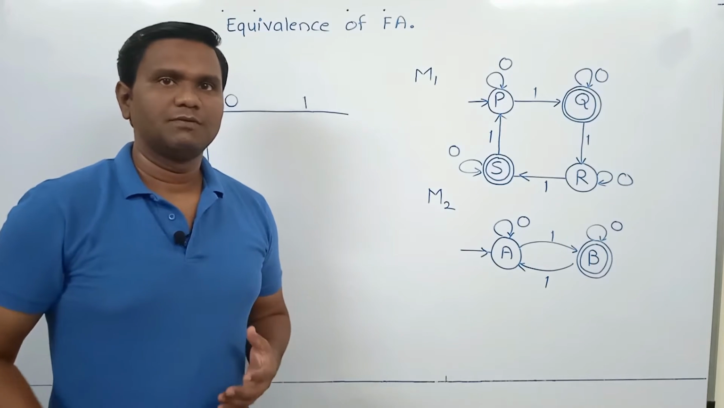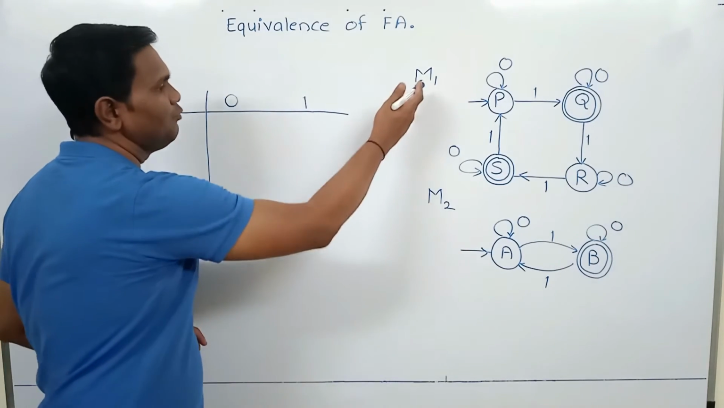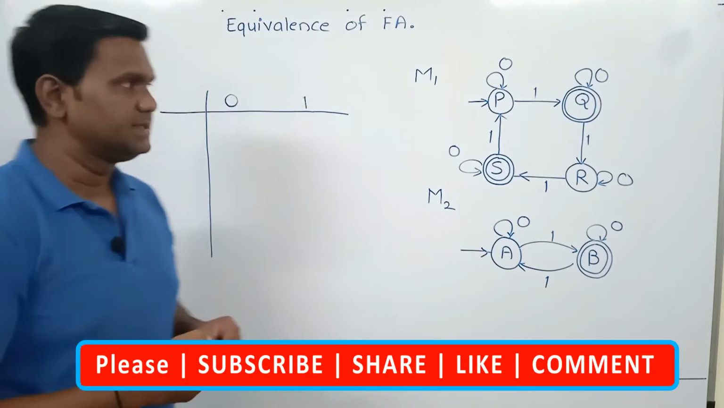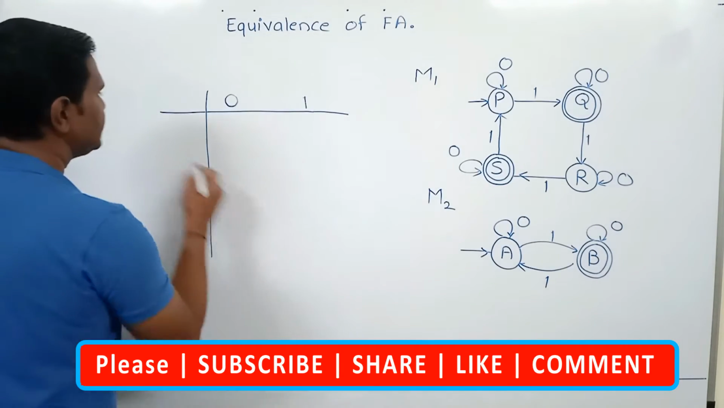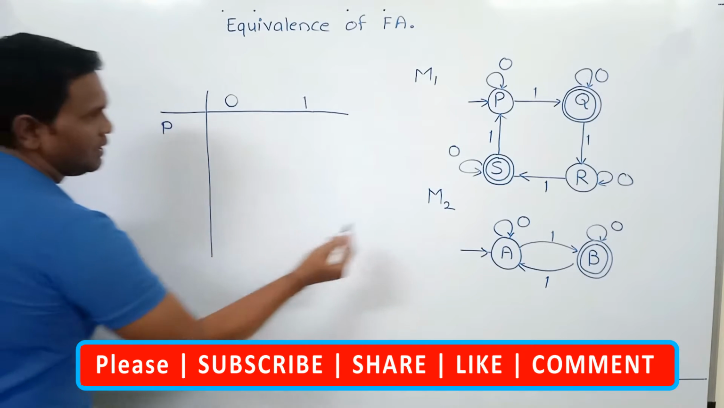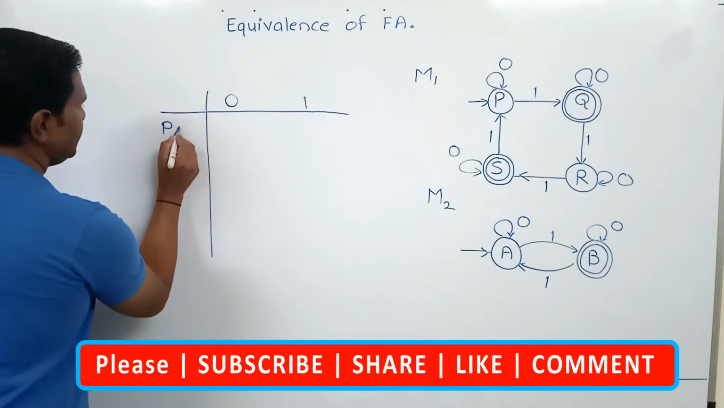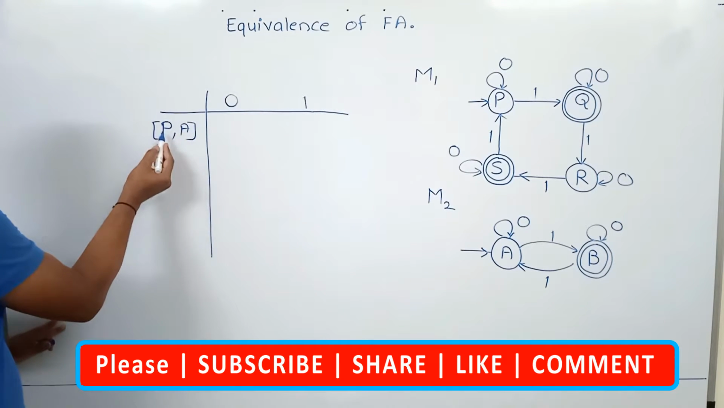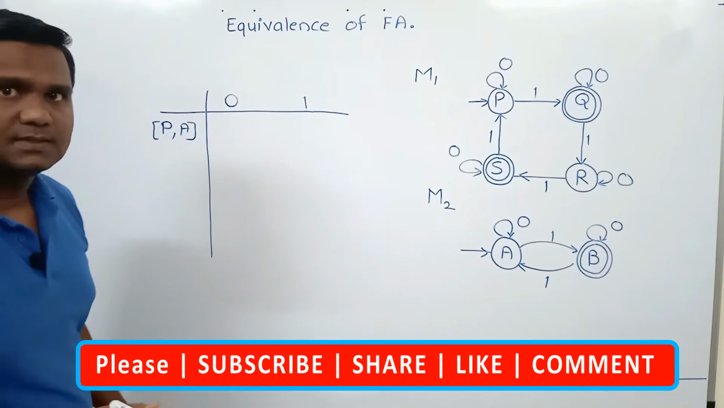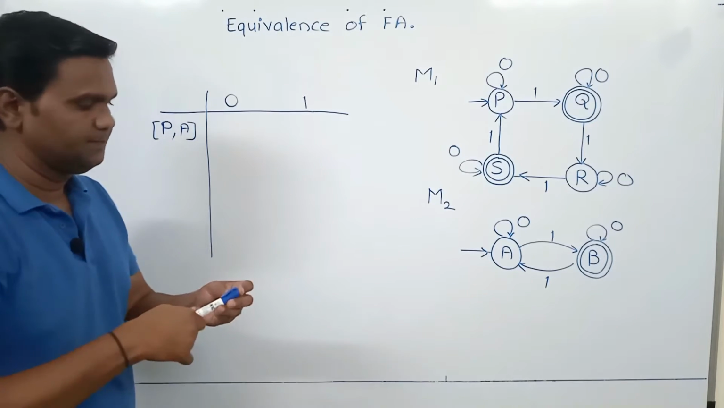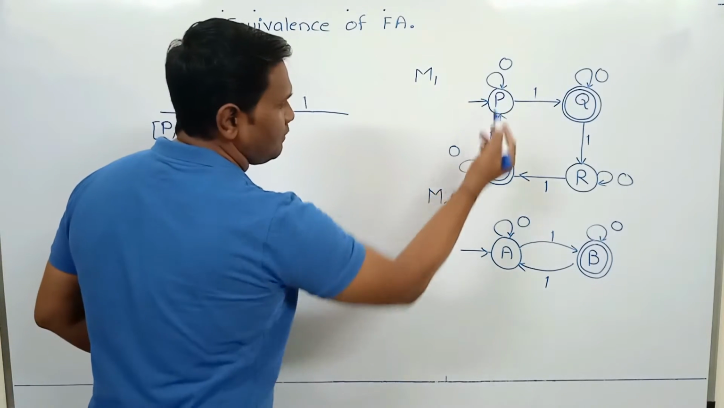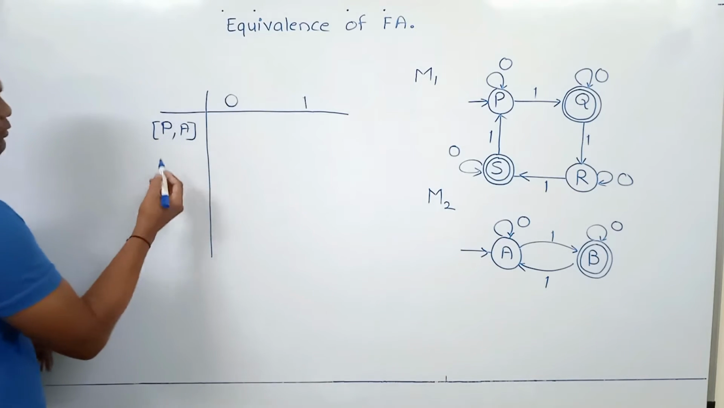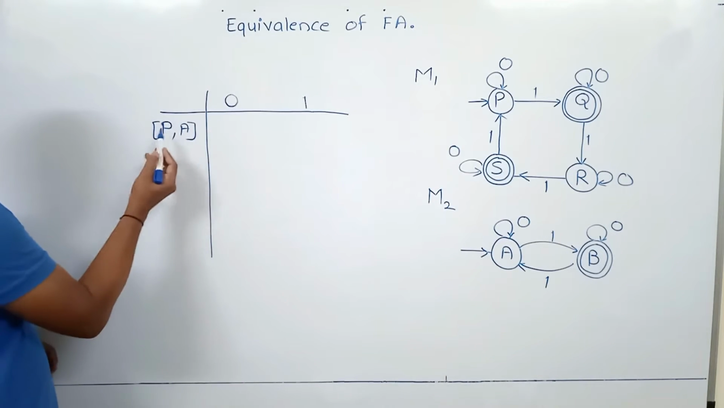Consider next problem for equivalence of DFA. This is M1, this is M2. So we have to start with pair of initial states. In M1, initial state is P. In M2, initial state is A. So we have to check whether P and A both are final states or both are non-final states. So P is non-final, A is non-final. So we will proceed. Now we have to consider transitions of P and A.